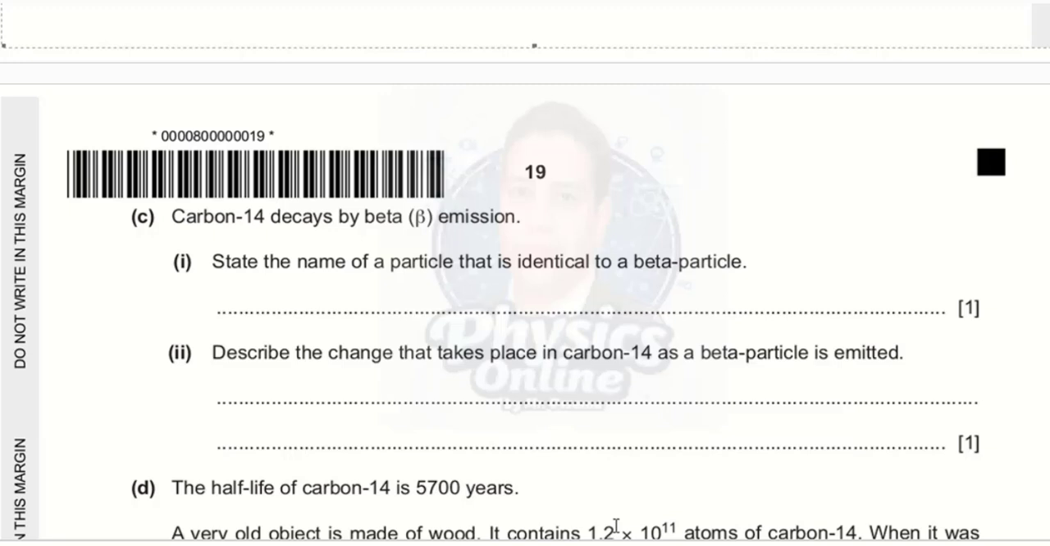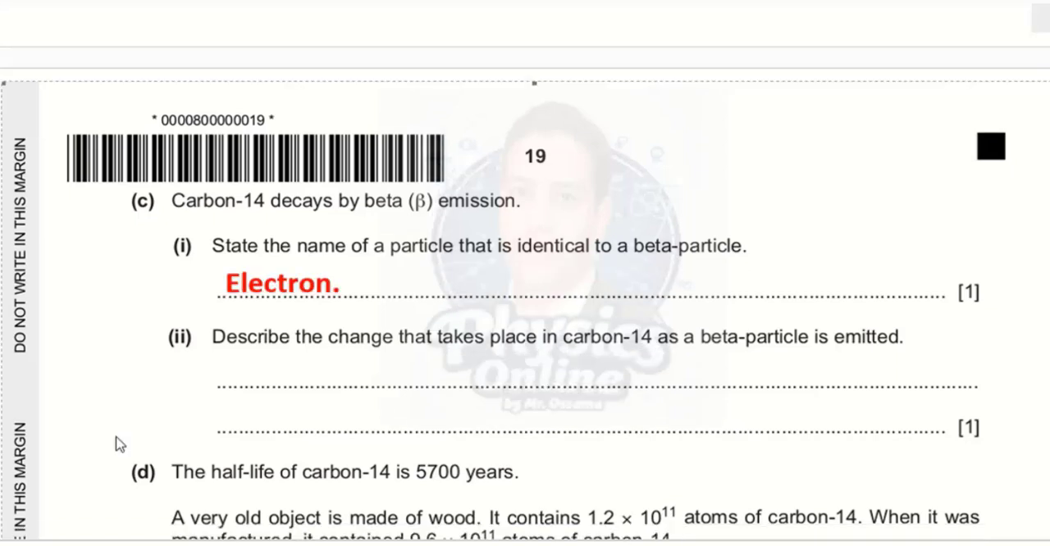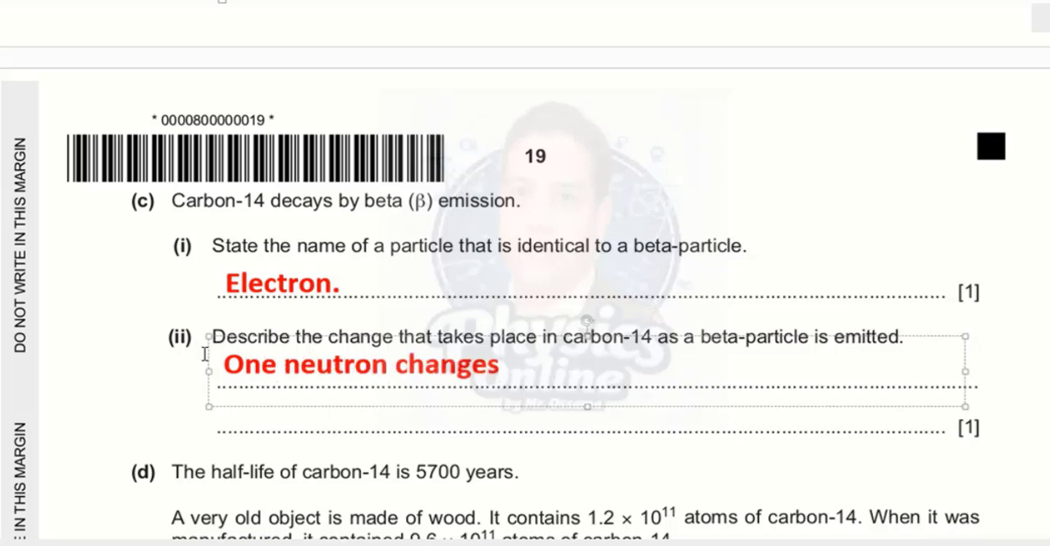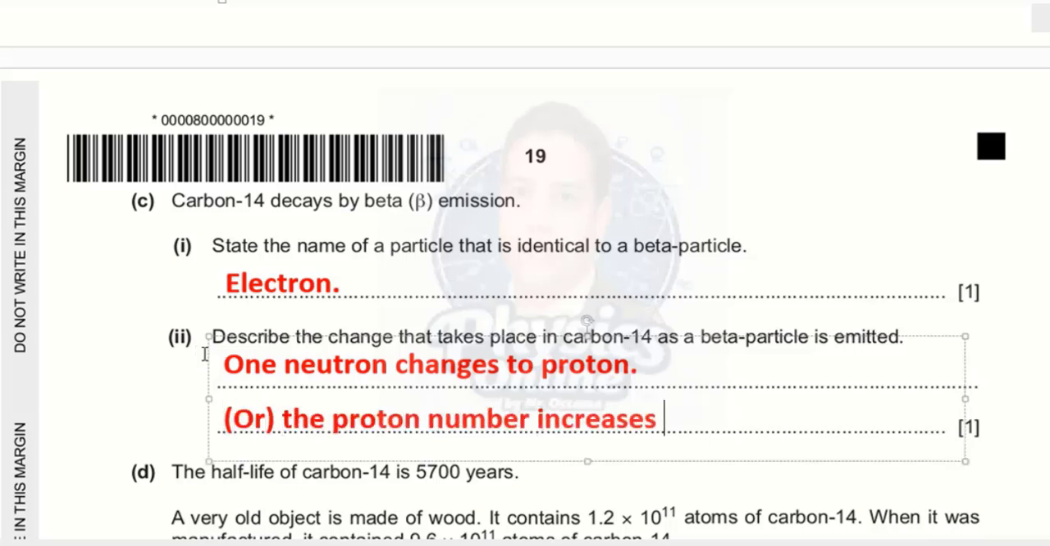Carbon-14 decays by beta emission. State the name of the particle that is identical to beta. Beta negative is identical to an electron. Describe the change that takes place in carbon-14 as a beta particle is emitted. One neutron changes to a proton, so the proton number increases by 1.